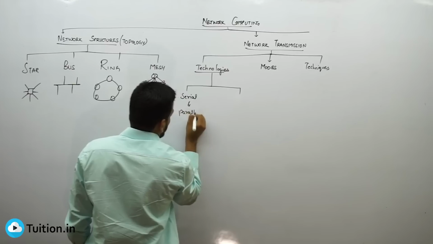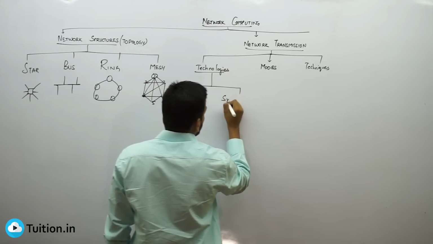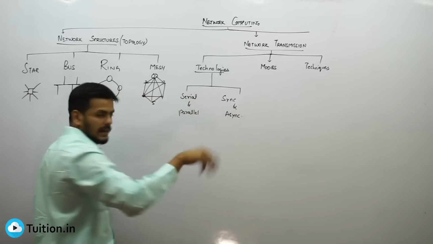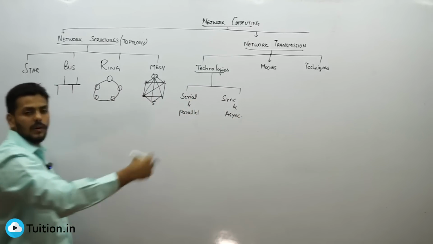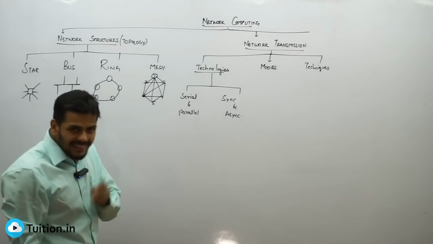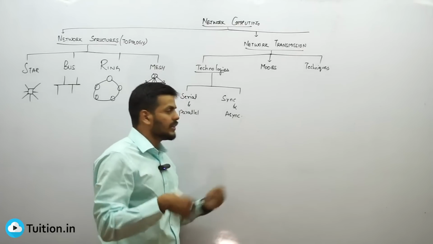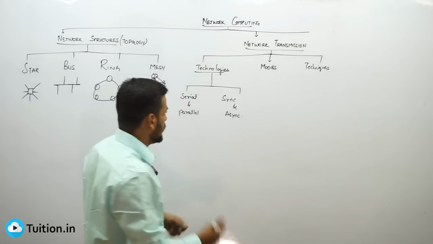Serial and parallel. Then we have synchronous and asynchronous. Serial is one after another, where all the 8 bits follow one after the other, whereas in parallel all the 8 bits travel together. Synchronous has no start and stop bits, while asynchronous has start and stop bits.